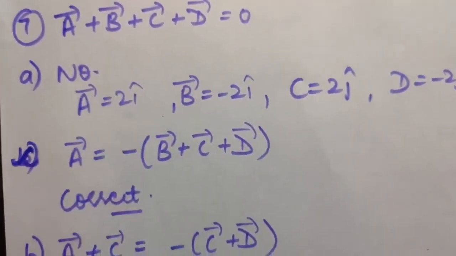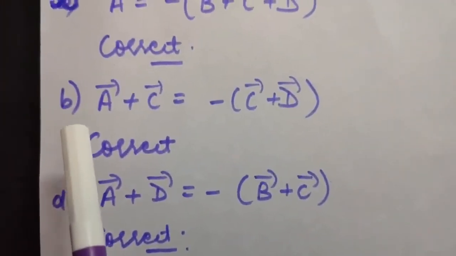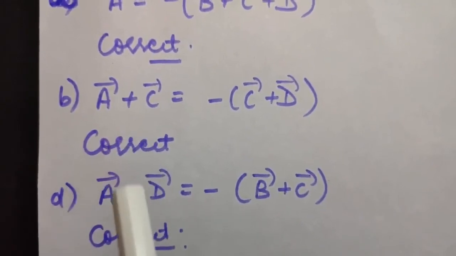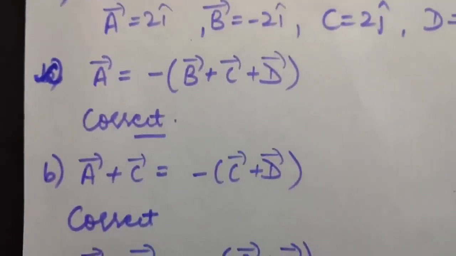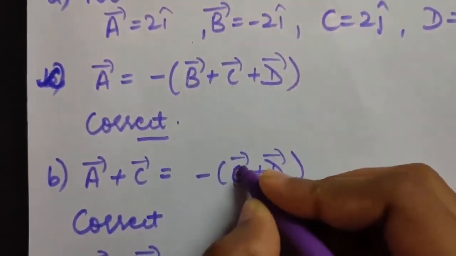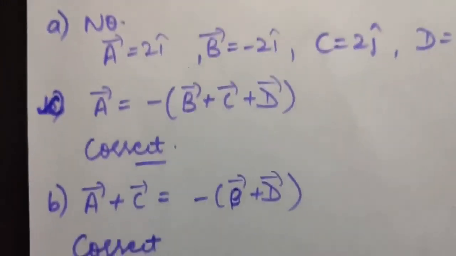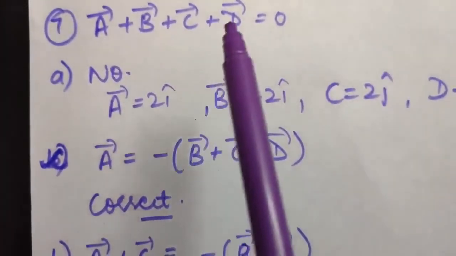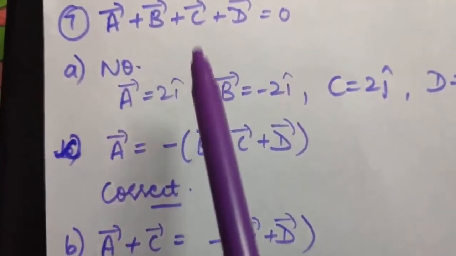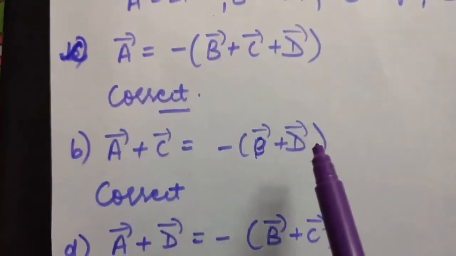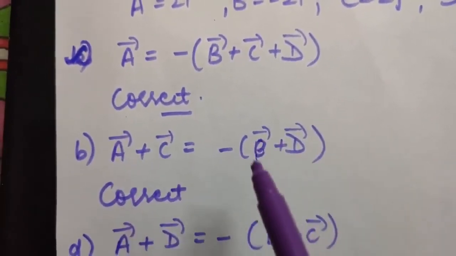So this is not true. B part says the magnitude of A plus C equals the magnitude of B plus D. Now if you calculate, as it is given a plus b plus c plus d is equal to 0, a plus c will come to be equal to minus of b plus d. So that means magnitude of a plus c should always be equal to magnitude of b plus d.